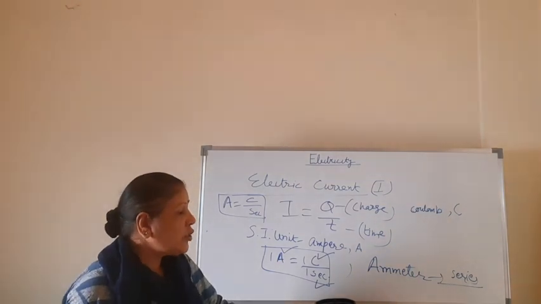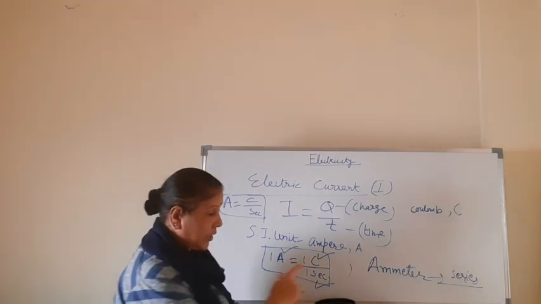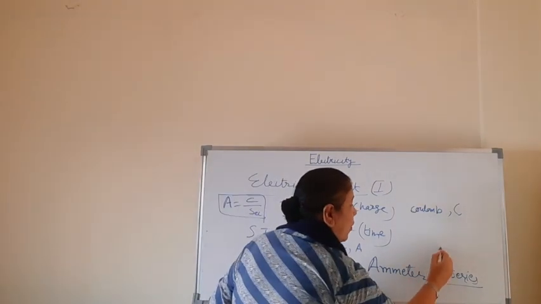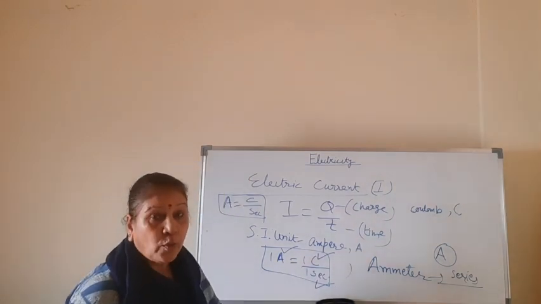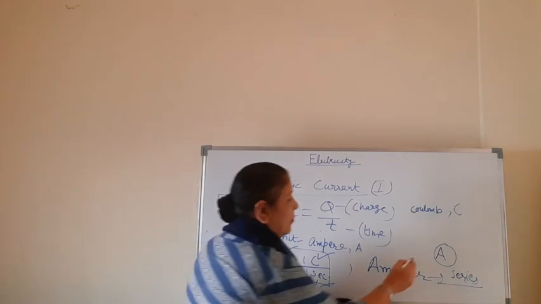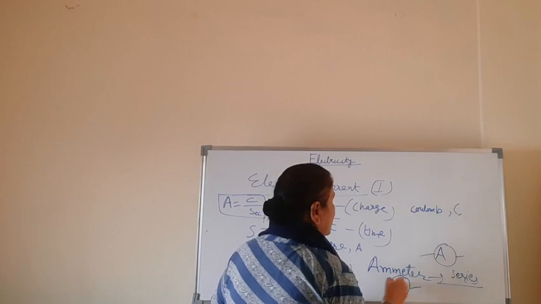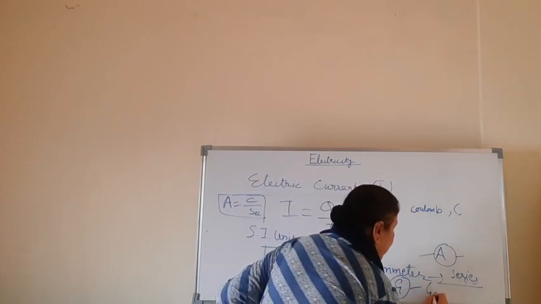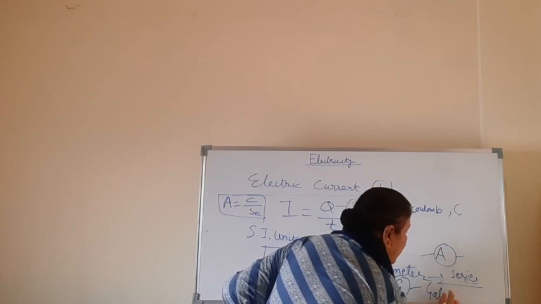Ammeter is the instrument used to measure the amount of electric current flowing in a circuit, and it is always connected in series. I'll be telling you how electric components are shown in a circuit. This ammeter is shown by A. There is one more instrument which is called a galvanometer.